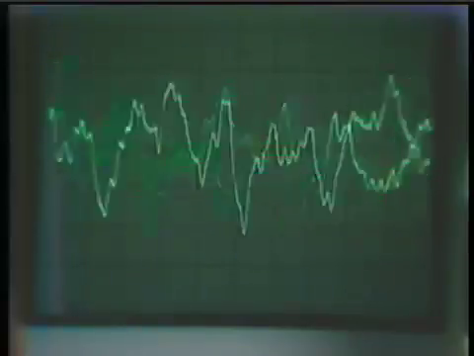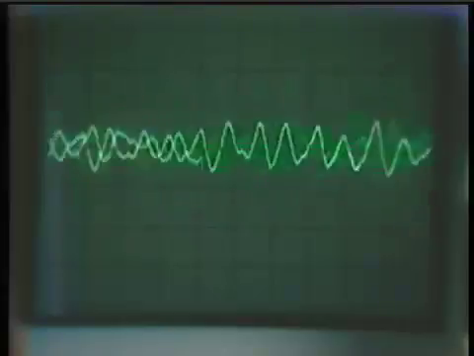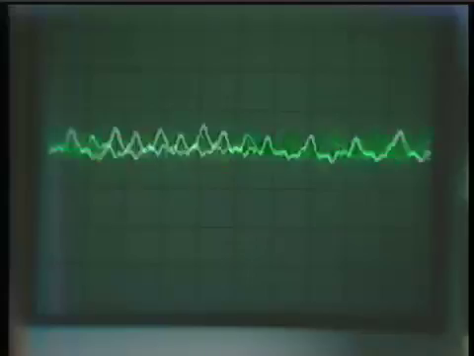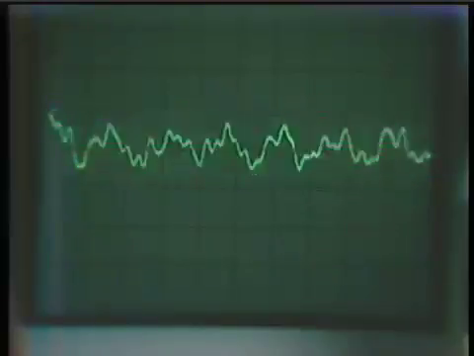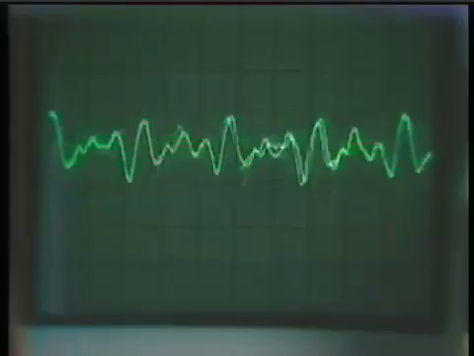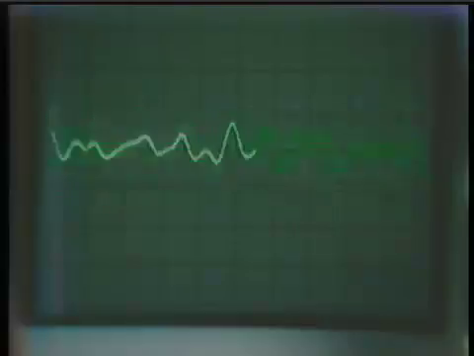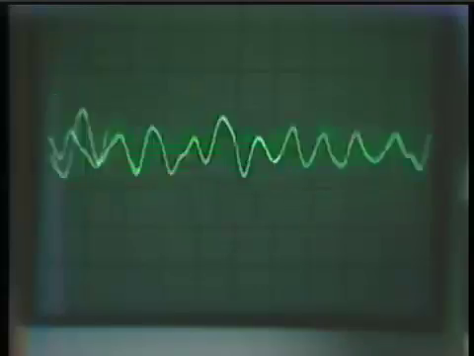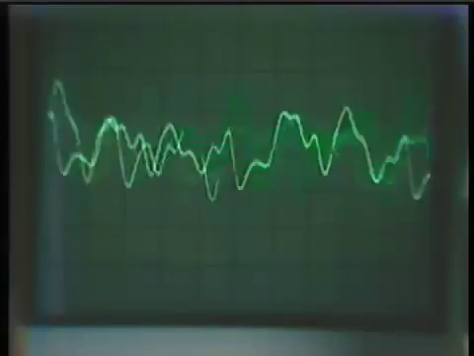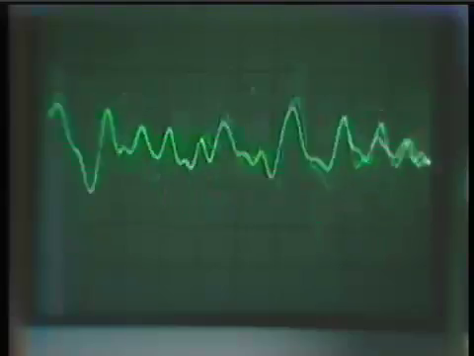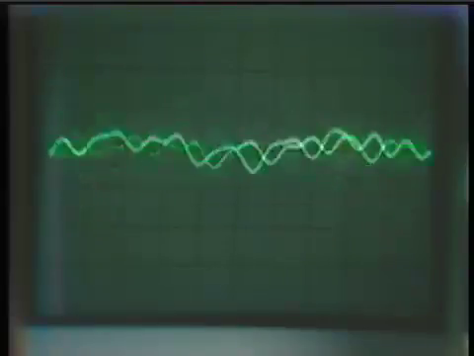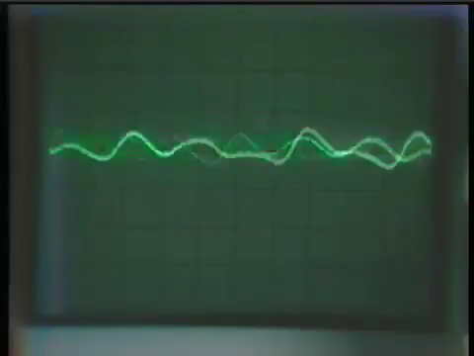Now let's reduce that to a 20 kilohertz sampling frequency, or a 2 kilohertz filter. Then a 10 kilohertz sampling frequency. And finally, a 5 kilohertz sampling frequency corresponding to a 500 cycle equivalent analog filter.